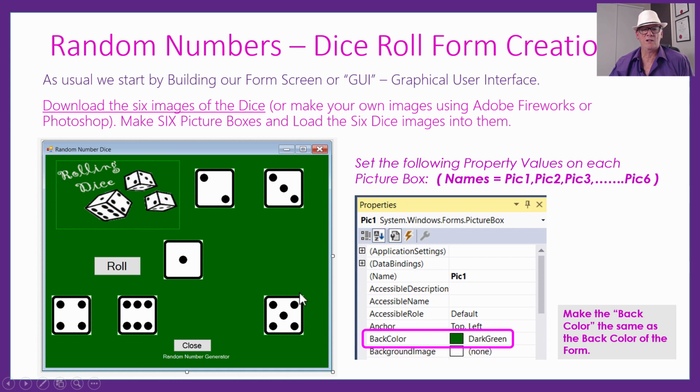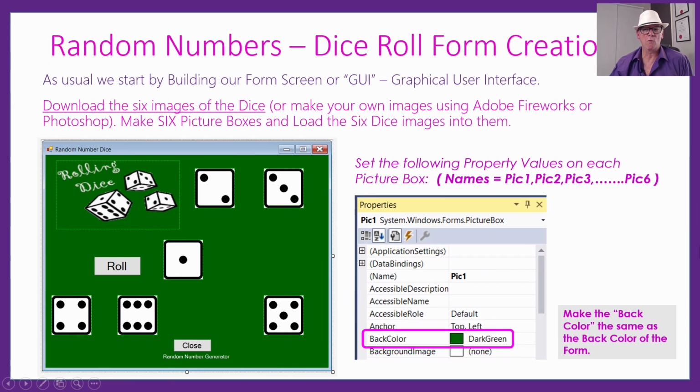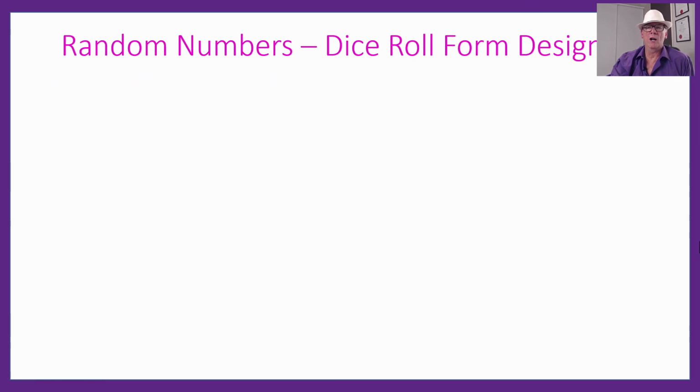So to begin with, they're just spread out over the form while we get them in position. And because the form color is dark green that we're using here, it's best to make the back color of those dice dark green as well, so they won't have any white crunchy edges and they'll blend in really well.